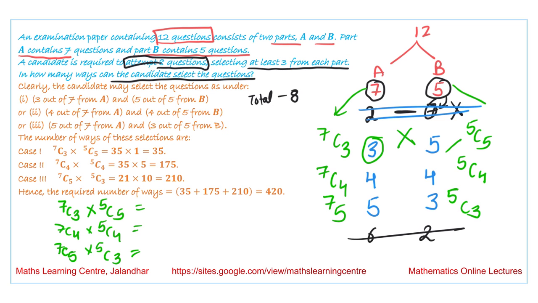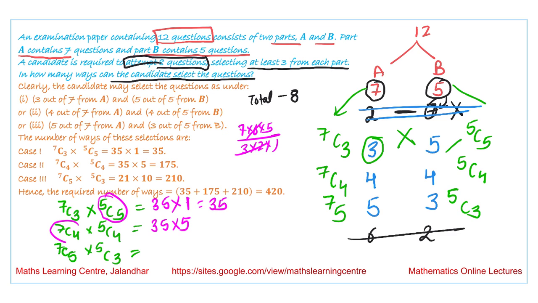The answer in this case, 5C5, is 1. 7C3 means 7 into 6 into 5 divided by 3 into 2 into 1. These two get cancelled. We have 35 into 1 is equal to 35. Next is 7C4 and 5C4. The answer we have is 35 into 5, because 7C4 is equal to 7C3. The answer we have is 175.